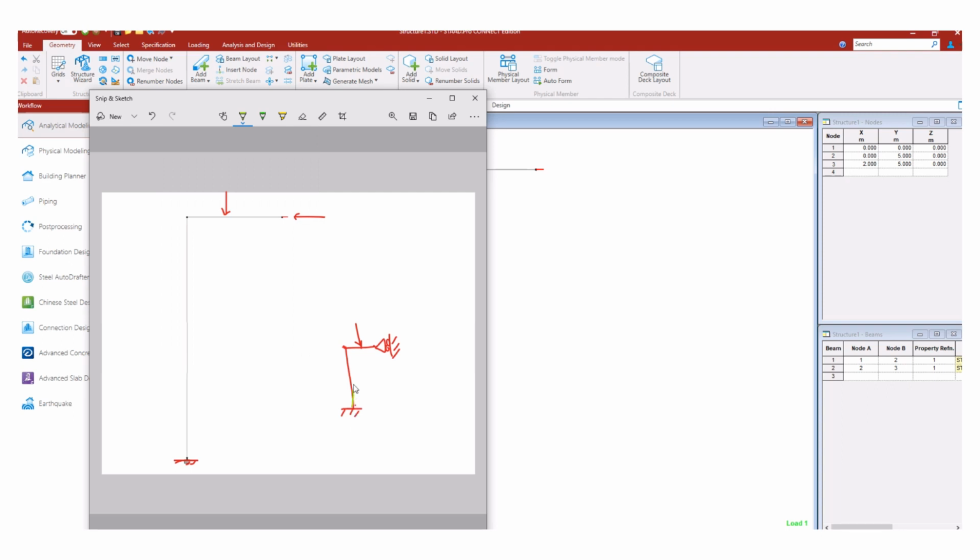It will be deflecting like this if this support is not there. Since this support is there, this joint cannot move, so it can move only vertically, and this joint also cannot move horizontally, so it will try to rotate like this. After this load, after this point, there is no load, so it will be straight. This will bend, so this will rotate and it will come like this.